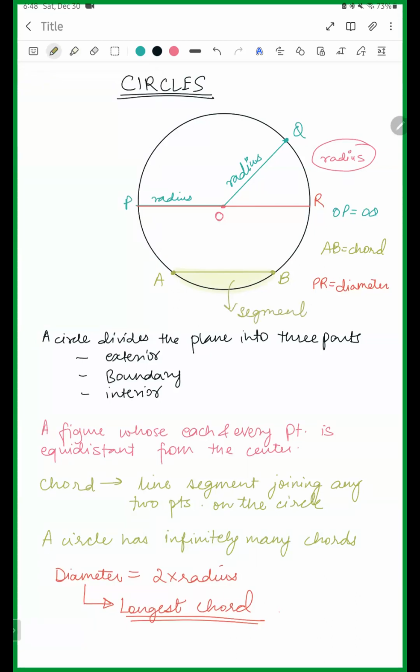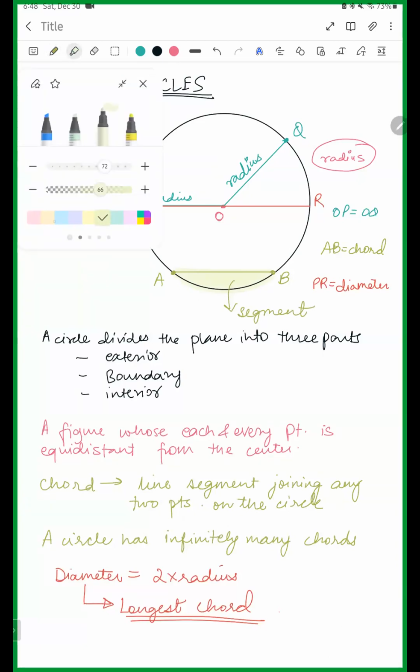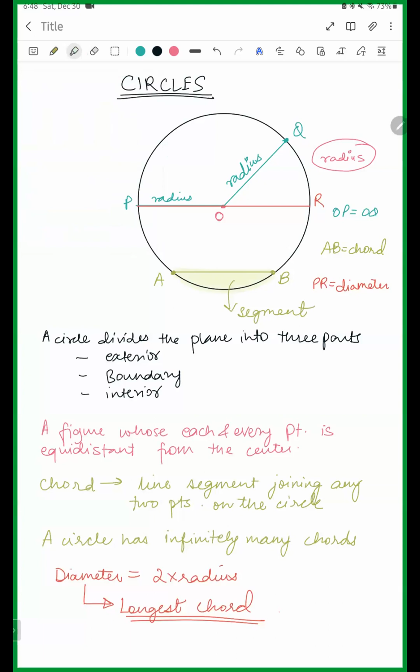In fact, not just this portion, but the other portion as well. This portion is also a segment. This is called the major segment.